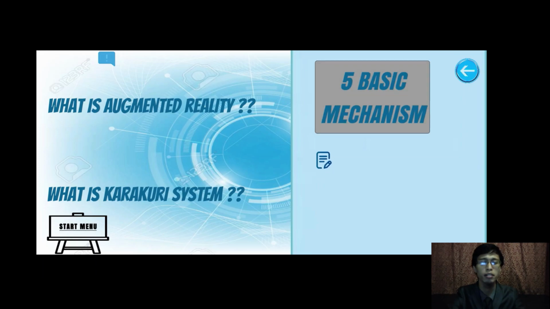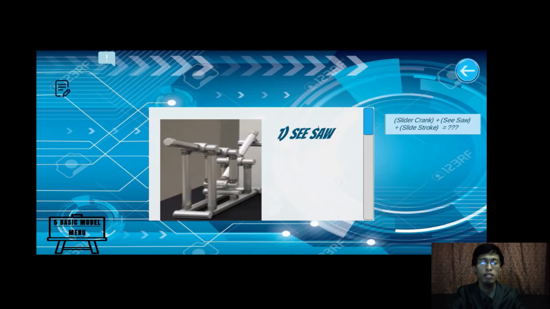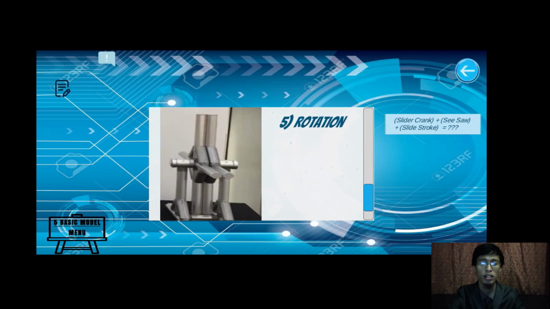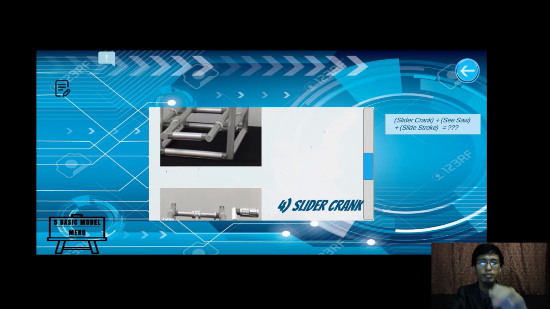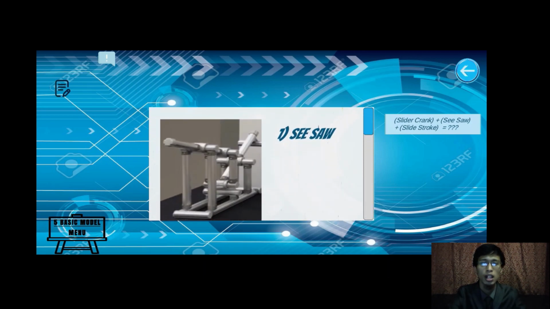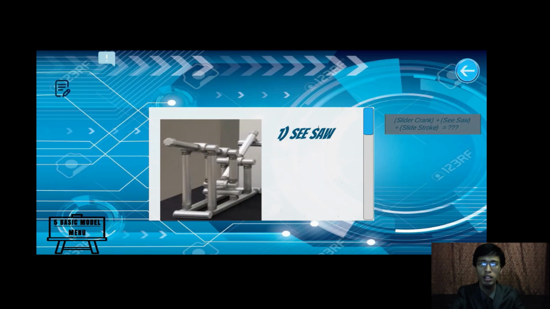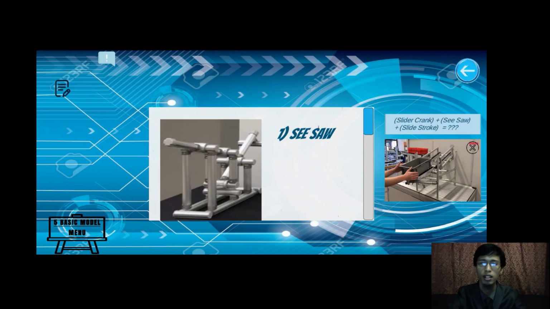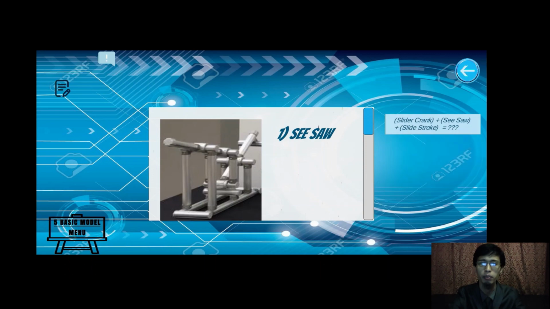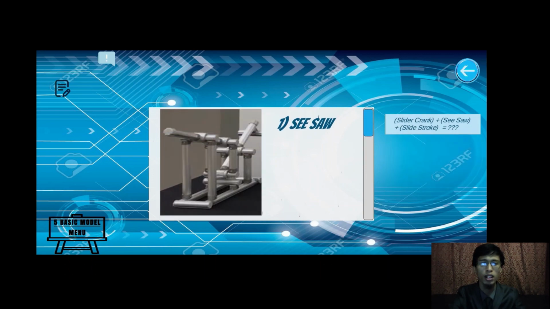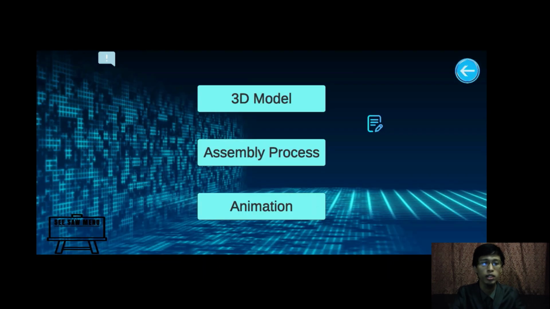We click this, and here I provide 5 basic mechanism models. You can see them by scrolling down, 1 until 5. I also provide some notes for users, and we can click this to see the picture of the combining mechanism. Okay, we click the model. Okay, for this one we click the seesaw model.